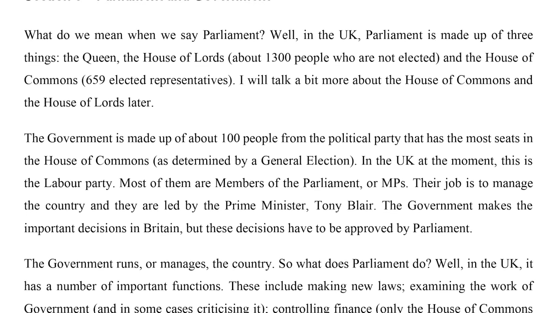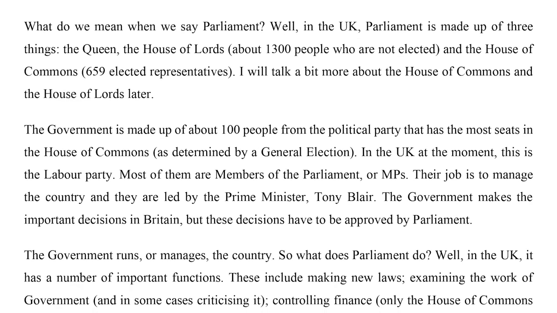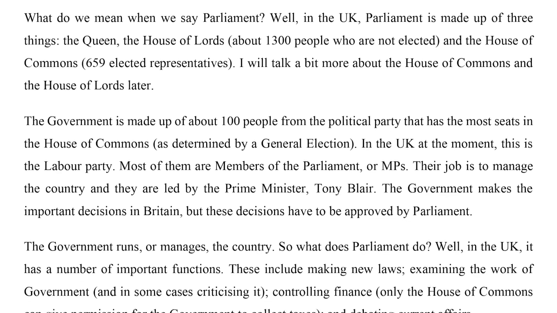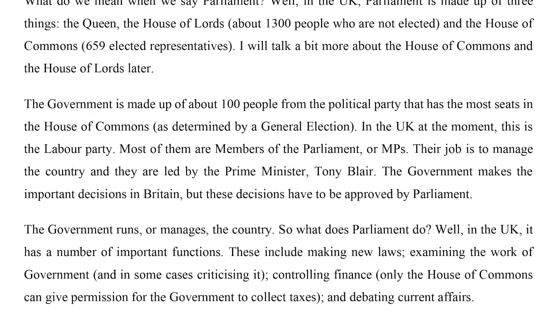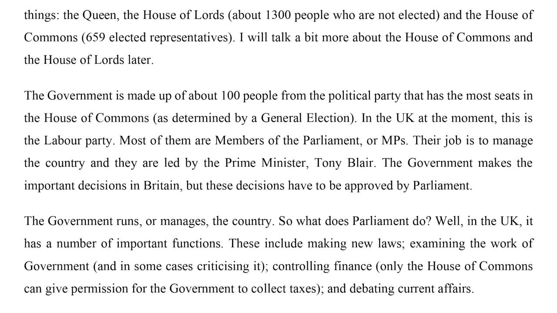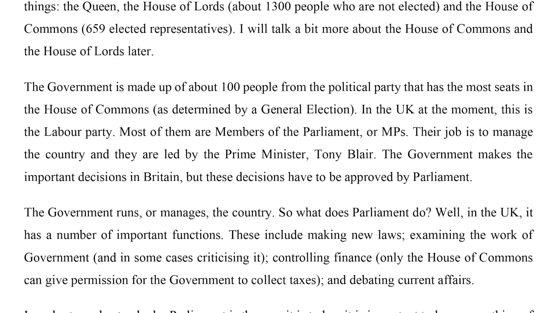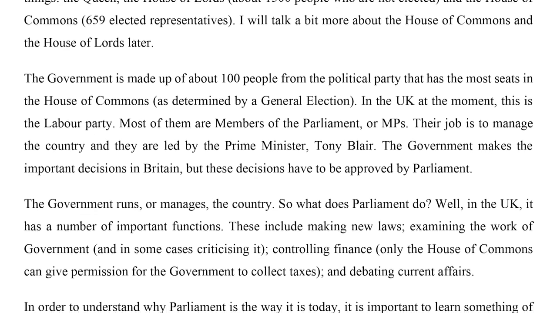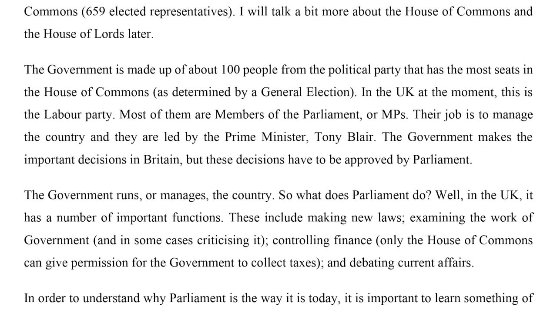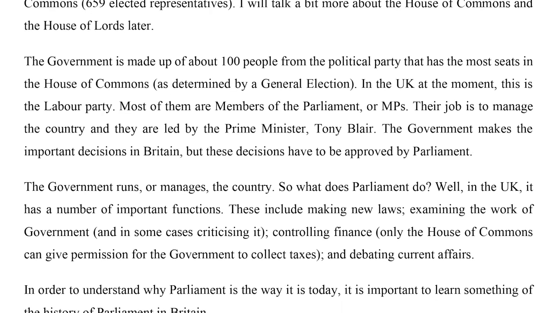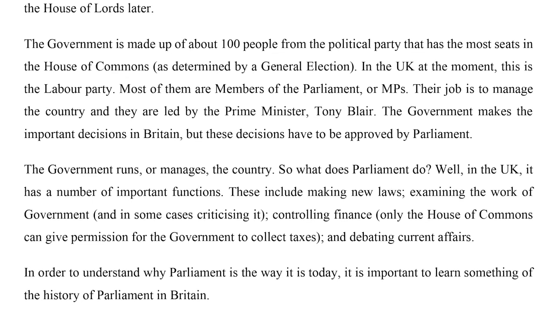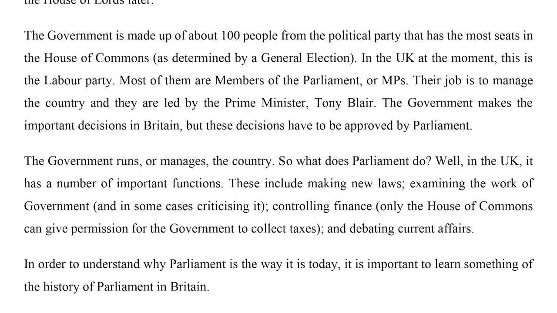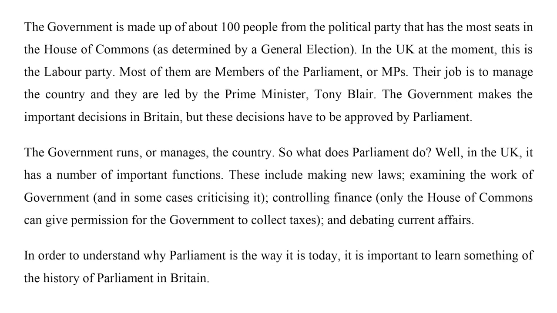The government is made up of about 100 people from the political party that has the most seats in the House of Commons, as determined by a general election. In the UK at the moment, this is the Labour Party. Most of them are members of Parliament, or MPs. Their job is to manage the country, and they are led by the Prime Minister, Tony Blair. The government makes the important decisions in Britain, but these decisions have to be approved by Parliament. The government runs or manages the country.